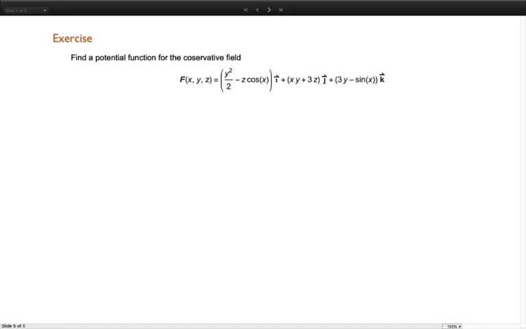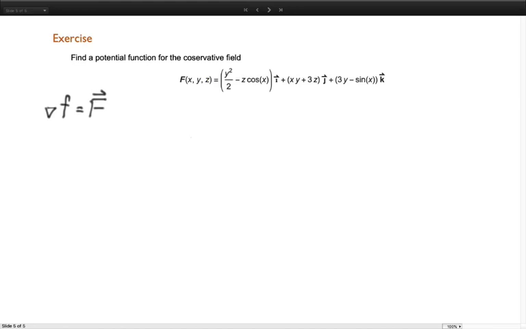Now when we get to curl, we'll have a test to see quickly if a function is not conservative. But we'll put that off till next week. For now, we're given that this is a conservative field, so we'll believe them, and we try to find a potential function. I'll remind you that just means we want to find a function, little f, whose gradient is this big F here.